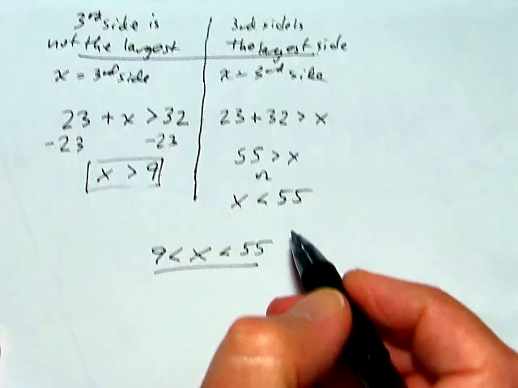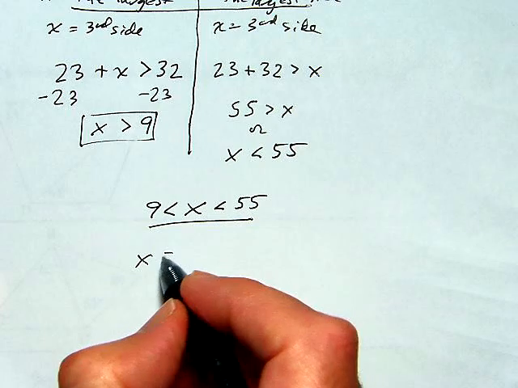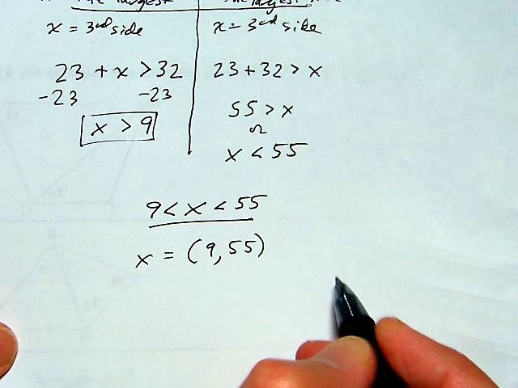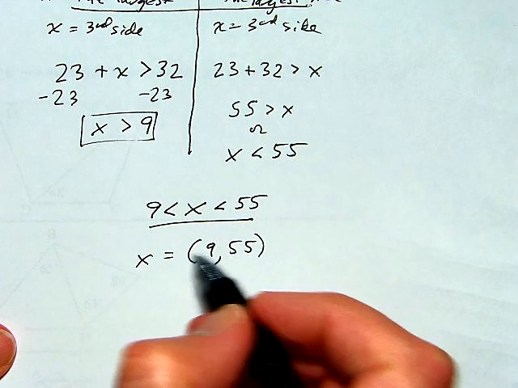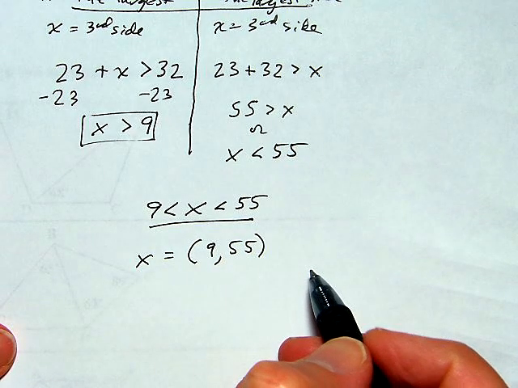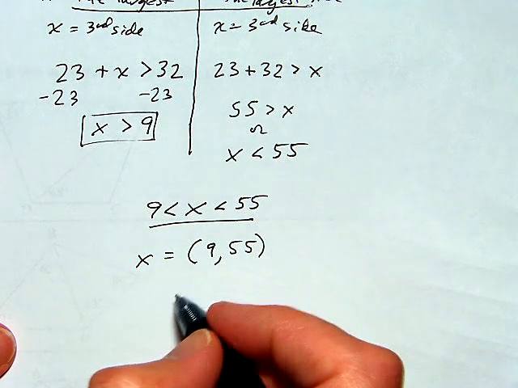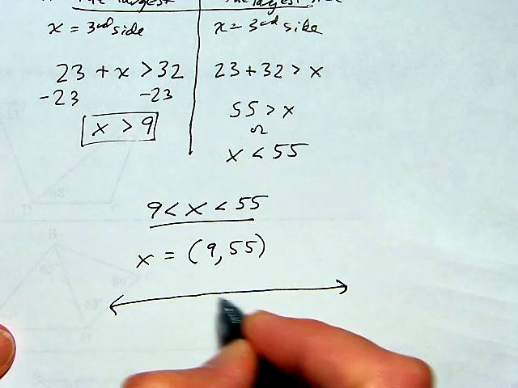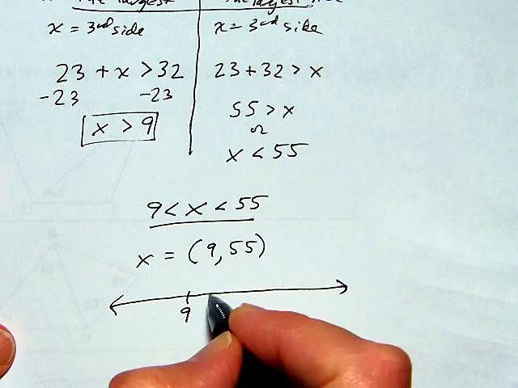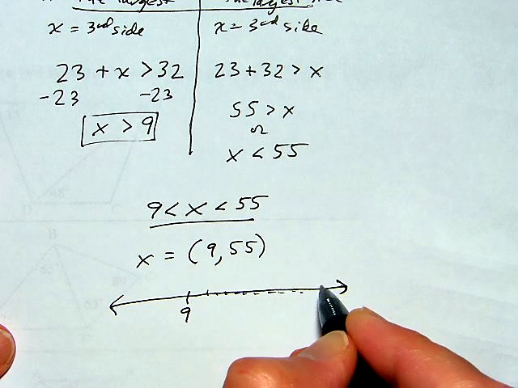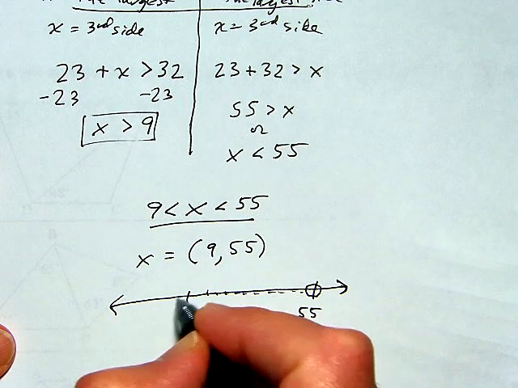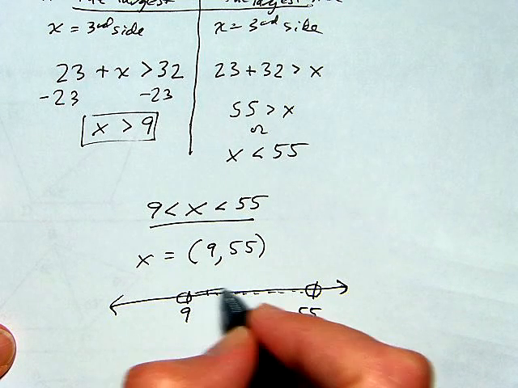That's one way to write it. We could say x is equal to (9, 55) with parentheses, showing that they're strictly less than, not equal to. That would be interval notation, or we could draw a number line. Okay, and the number line would be something like this. I'll just show you the main features of it. You have 9, lots and lots and lots of points, and then finally you get to 55, and it would be an open circle on each end and filled in between.